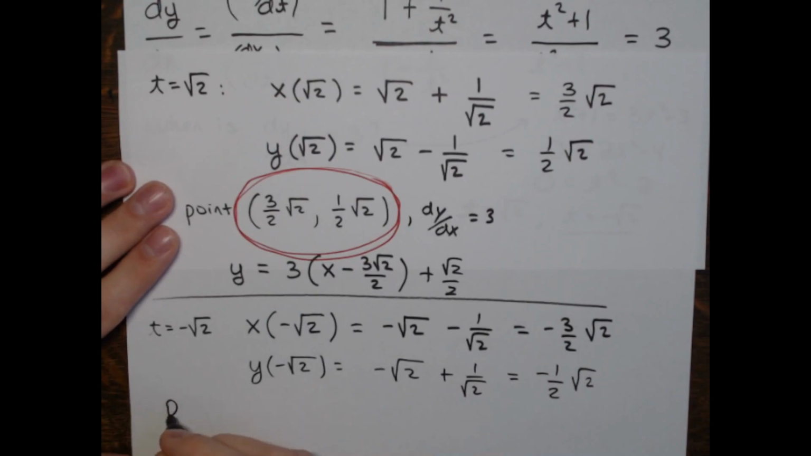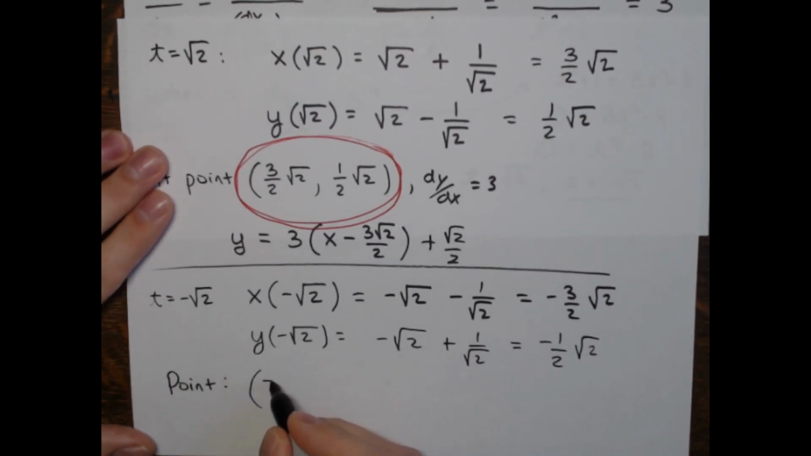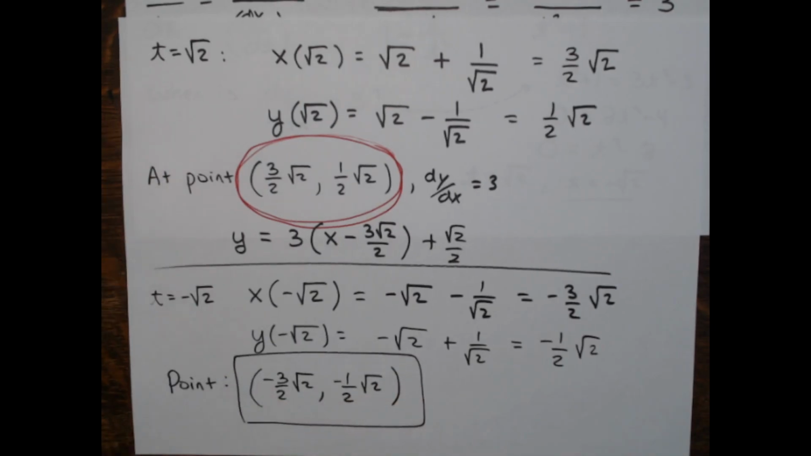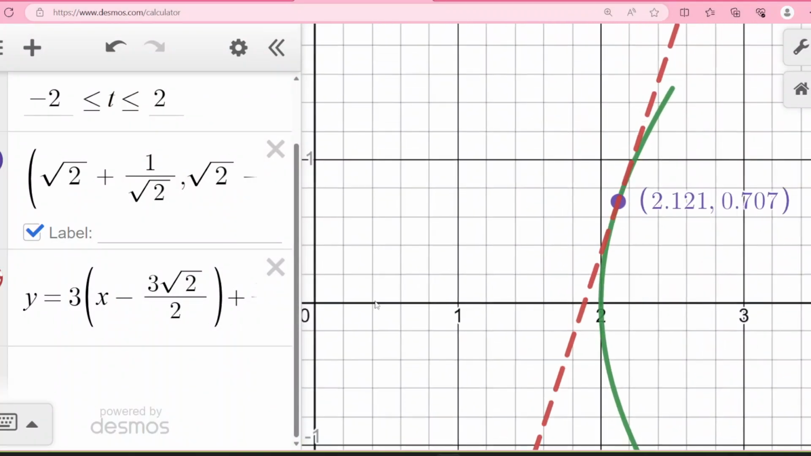So there's our point. So the other point, x coordinate, negative 1.5 times the square root of 2, and then y coordinate, negative half times the square root of 2. And this will be the other answer. And I'll just go to Desmos and show you, let's zoom out here.